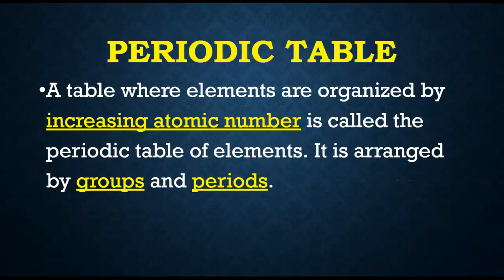All right, so the periodic table. It's a table where elements are organized by increasing atomic number. It's called the periodic table of elements, and it's arranged by group and periods. So the atomic number, if you remember back to when we were talking about atoms and you had the protons and the neutrons in the nucleus, well, the atomic number is just the amount of protons in the middle of the atom. And they are arranged, like it says, by groups and periods. Groups are columns, periods are rows. We're going to look more at the columns than we are at the rows.